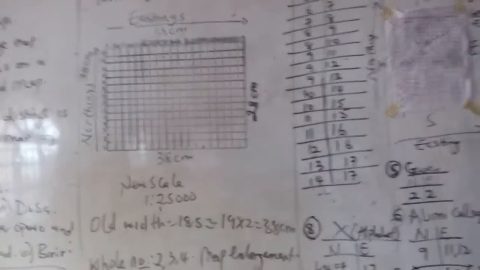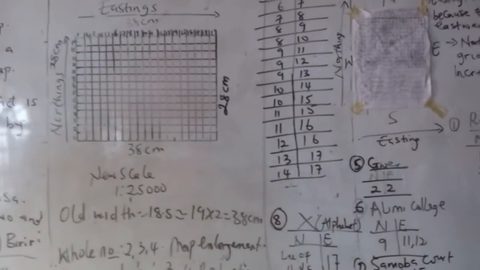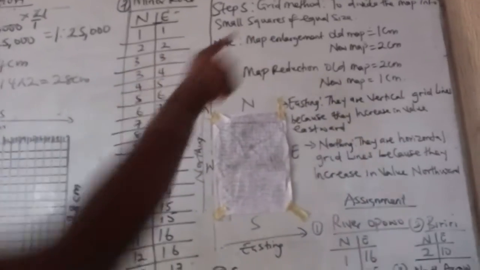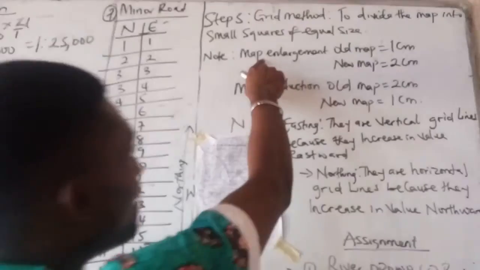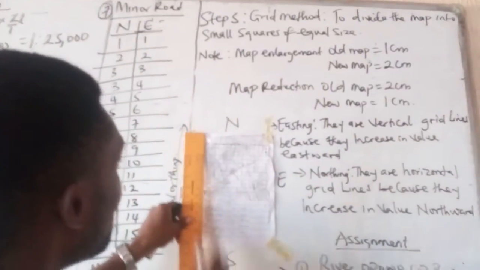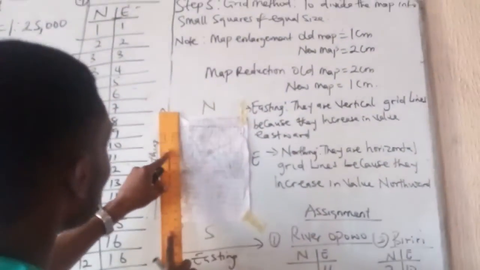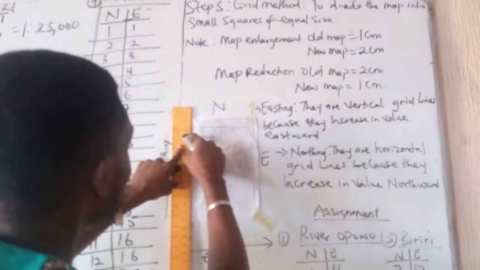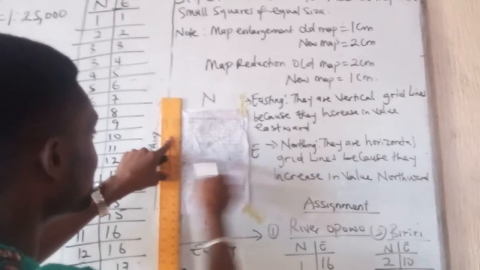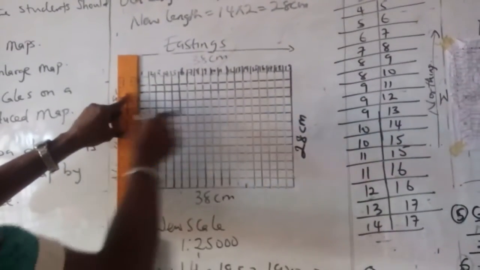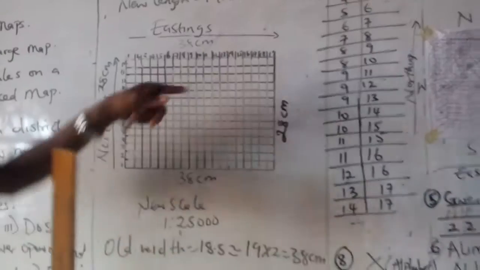Now the final step is to use grid reference. What is grid reference? To divide the map into small squares of equal size. Now the key word in this grid reference is, if it is map enlargement, this old map will be 1 cm, 1 cm, which is 1, 2, 3, 4, 5, 6, 7, while in your new map it will be 2 cm: 2, 4, 6, 8, 10. Why? Because you are doing enlargement.